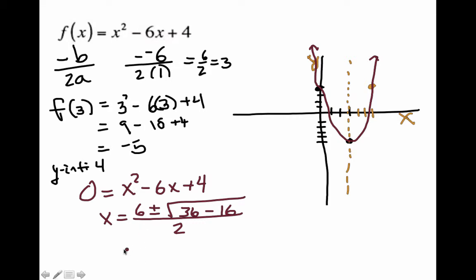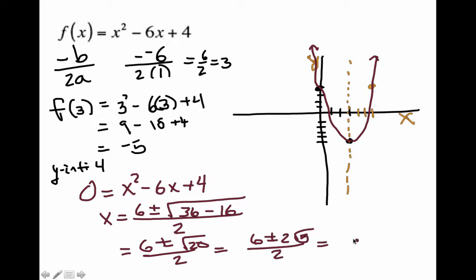I simplified as I went along. That's 6 plus or minus the square root of 20 over 2. At this level, you need to know that that's 6 plus or minus 2 root 5 over 2, and that simplifies to 3 plus or minus root 5. Square root of 5 is smaller than 3, so you can see right here, here is the value 3 minus root 5, between 0 and 1, and here's the value 3 plus the square root of 5. You can see that fits with the graph.